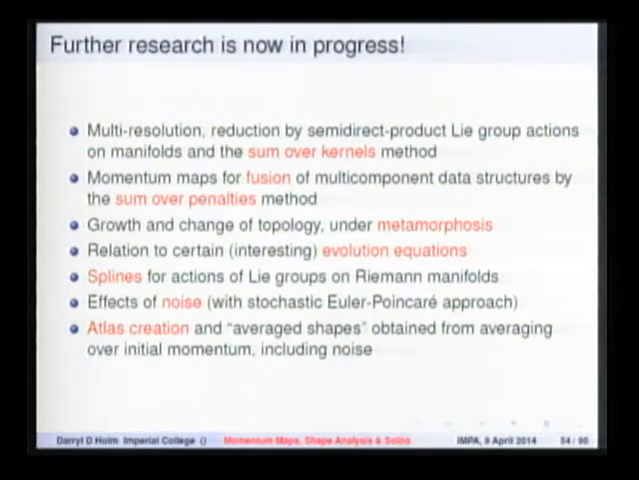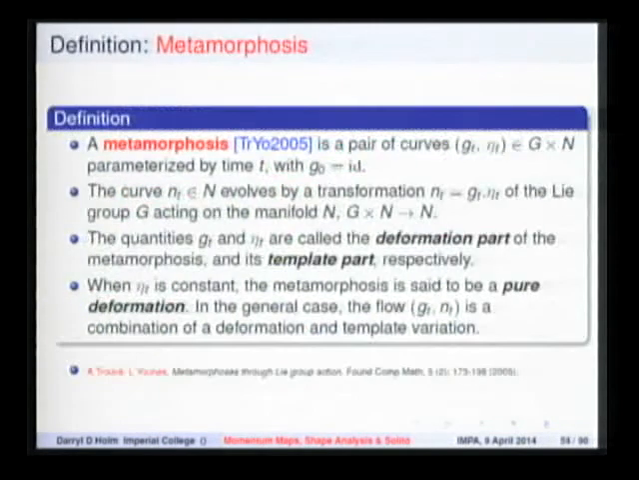Okay, one I like, this is the one I was trying to get my SPY to work on, was this growth and change of topology under something called metamorphosis. And because I like it, I'll tell you a little about it. And it turns out to be related to interesting evolution equations. And then there's this issue about splines for actions of Lie groups on Lie groups and on Riemannian manifolds. That's this longitudinal study with all those babies, right, in the cortex. And then there's the last one, is atlas creation. And then the next 10 minutes, maybe I can do 1.5. So let me start.